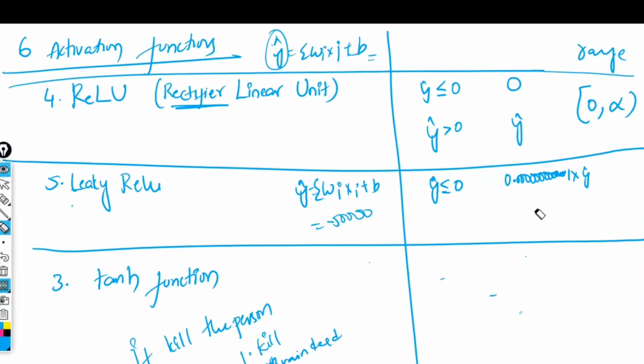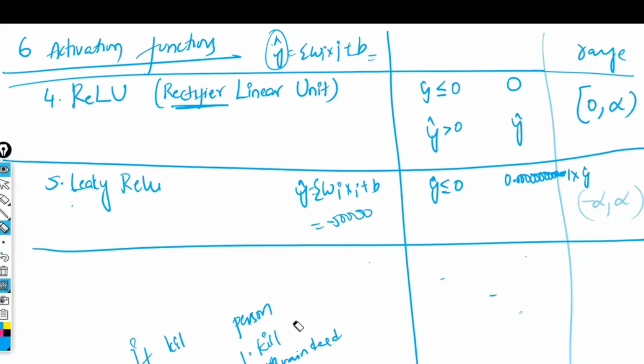Now, what is the range of ReLU? Negative values also can be there, so from minus infinity to plus infinity. Though it is reduced, some value will be there, right? That value we don't know. So since we don't know, we write minus infinity to plus infinity. This is the fifth one, which is called ReLU.